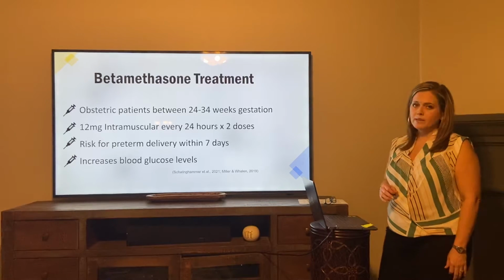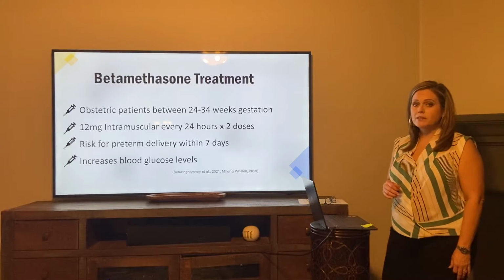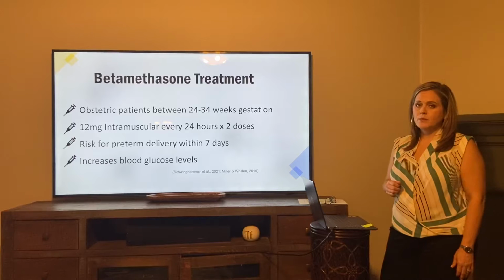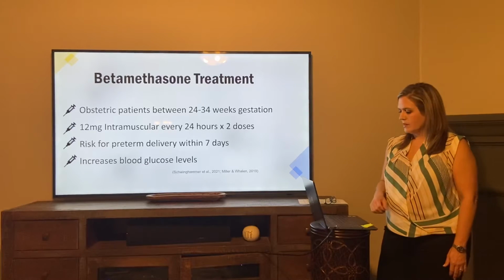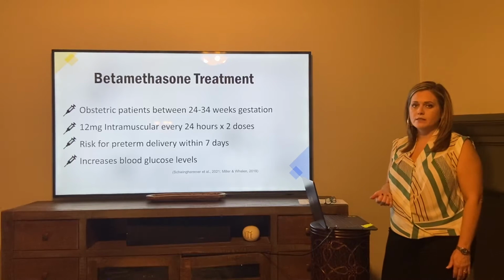Something else to keep in mind with this medication is that it increases blood glucose levels. This will be extremely important for your moms with gestational diabetes because they are already at risk for hyperglycemia. So we'll be on the lookout for that and know that it can last 2 to 3 days from your injection.